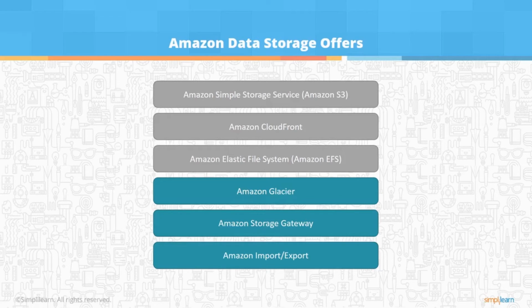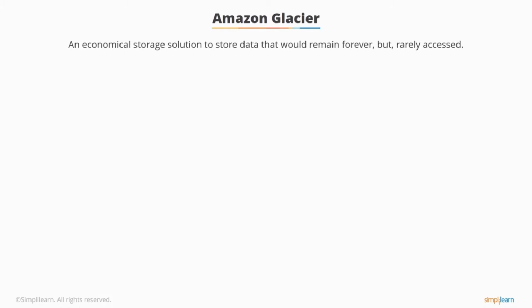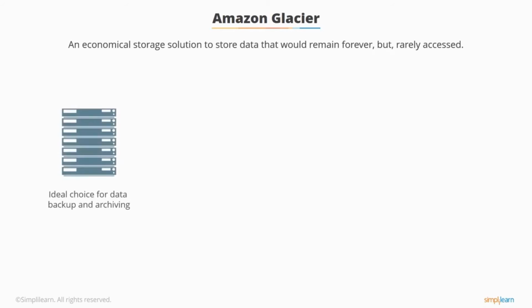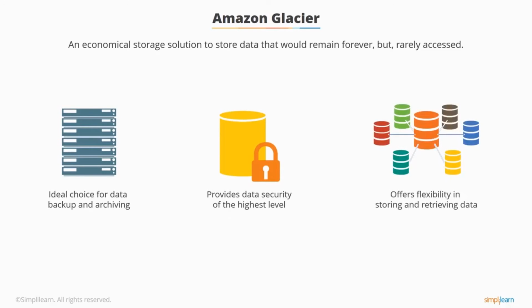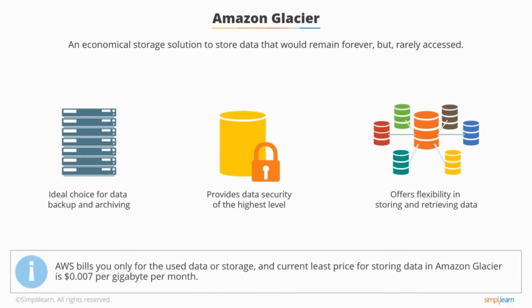In this topic, we will learn about Amazon Glacier. Amazon Glacier is an economical storage solution to store data that would remain forever, but rarely accessed. It is an ideal choice for data backup and archiving, provides data security of the highest level, and offers flexibility in both storing and retrieving data. AWS bills you for only the used data or storage, and the current least price for storing data in Amazon Glacier is 0.07 cents per gigabyte per month.